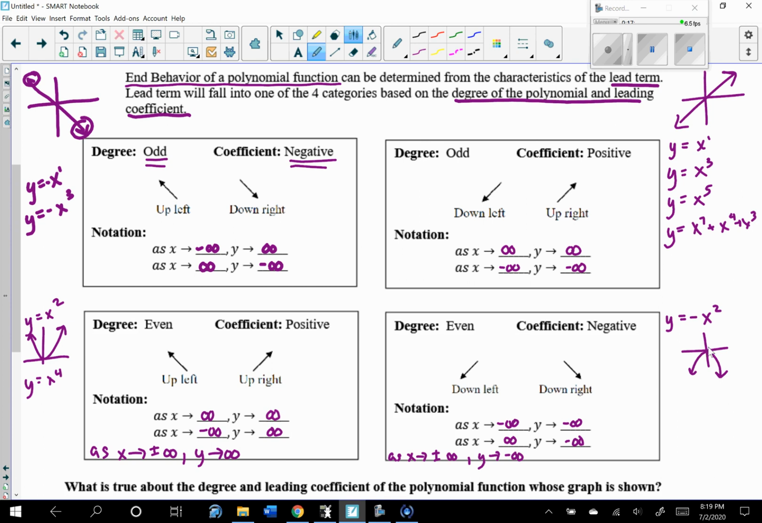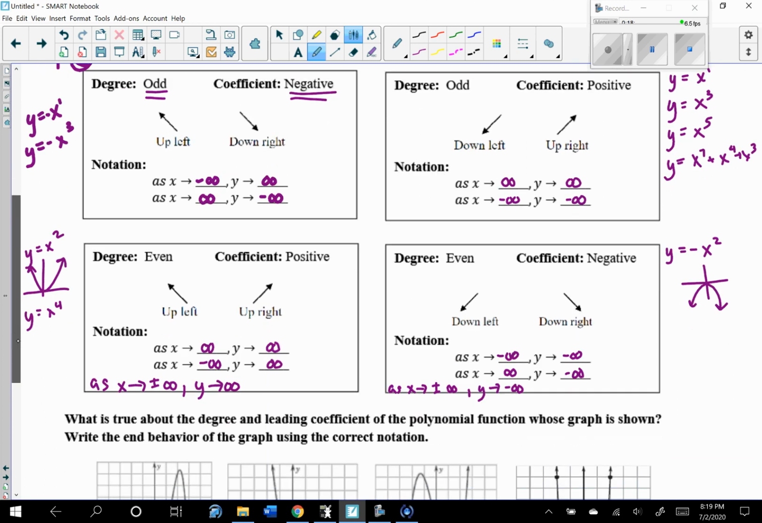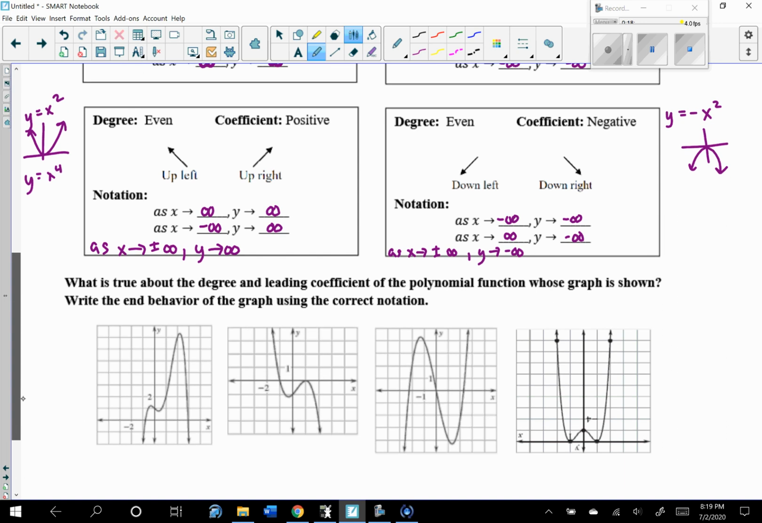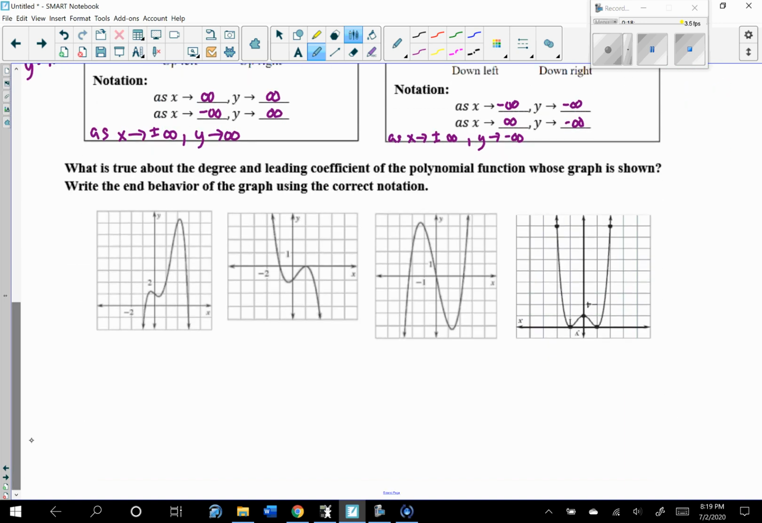So these are the four possibilities. So that's why it's important to know how to put your polynomial in standard form and how to classify it. So what is true about the degree and leading coefficient of the polynomial function whose graph is shown? Write the end behavior of the graph using the correct notation.